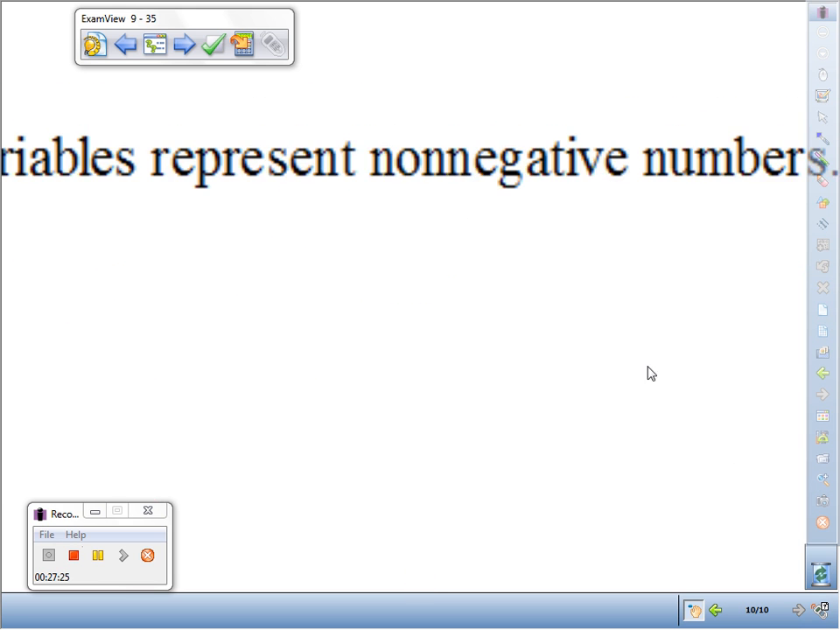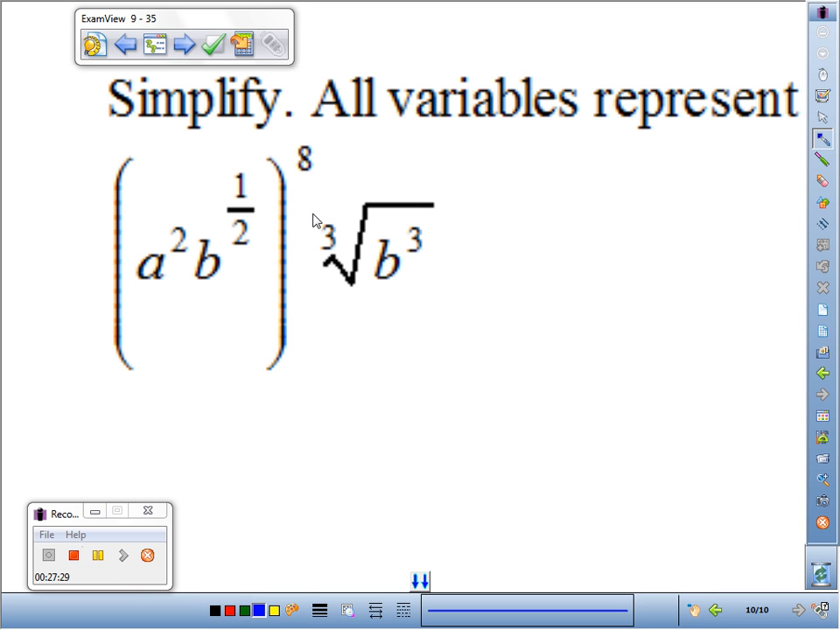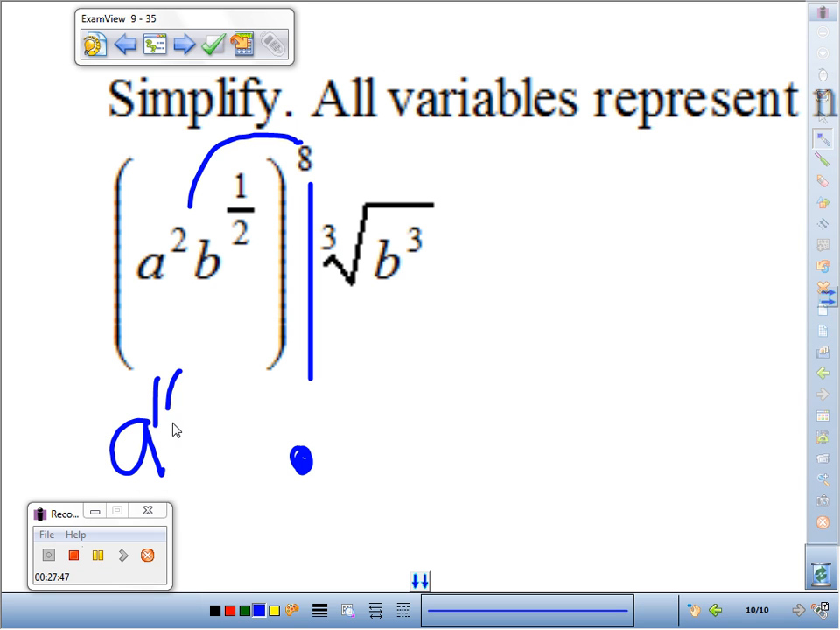Simplify all variables representing non-negative numbers. So, when you get to this one, draw a line down like this and put a multiplication sign. Here we have, once again, 2 expressions. So, let's distribute first this exponent. What is 8 times 2? 16. That's a to the 16th. What is 8 times 1? 8, and it's over 2. What is 8 over 2? 4. So this is b to the 4th.